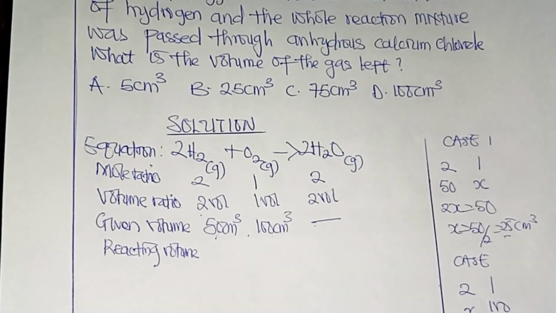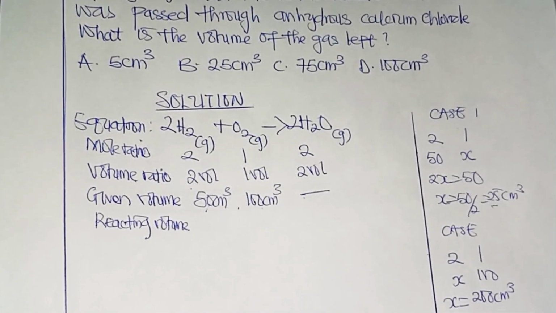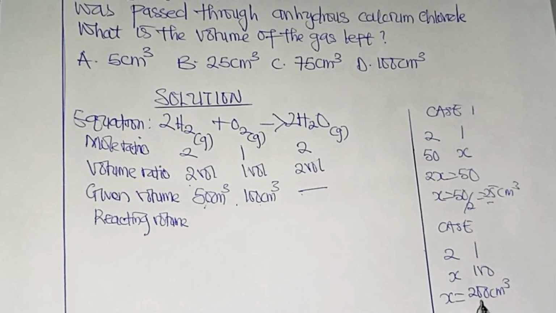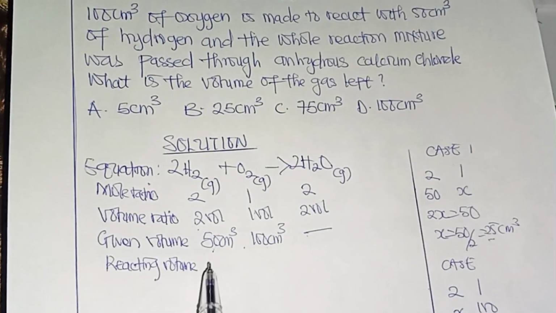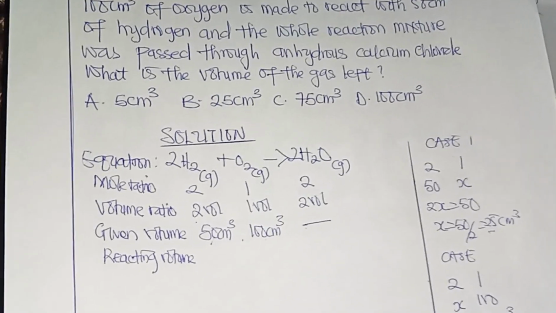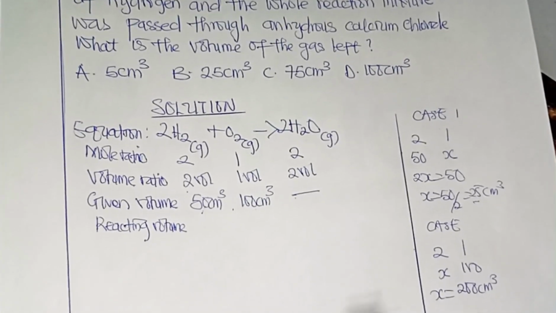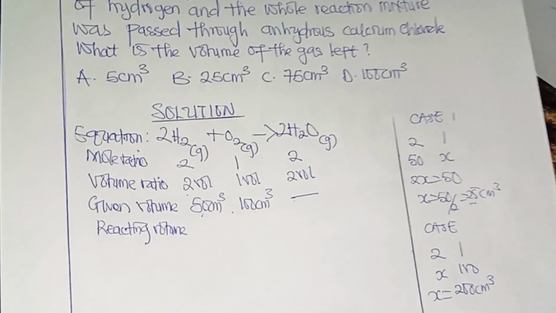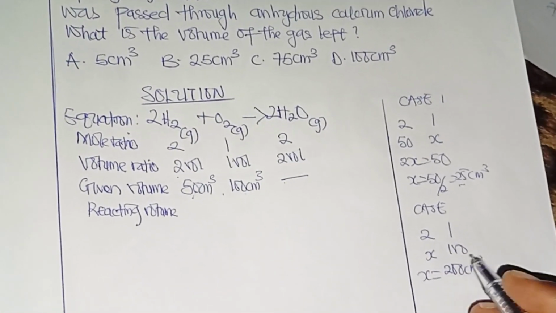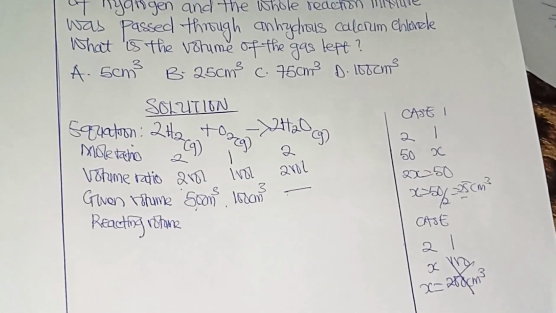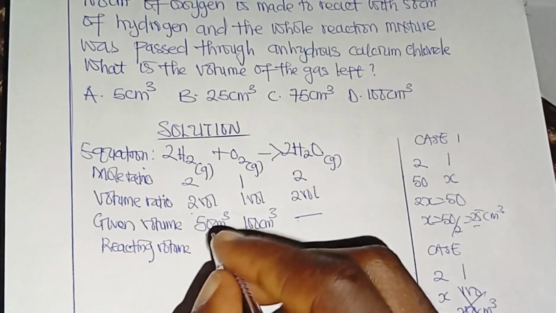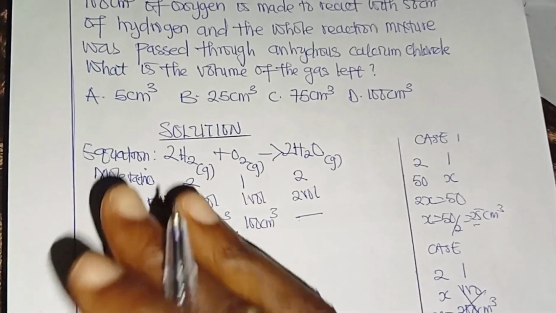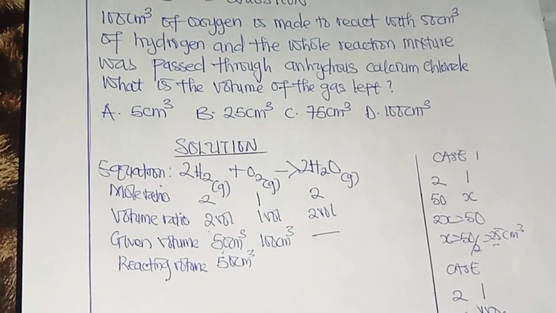Now the question is this. Is it possible that the reacting volume of hydrogen will be 200 cm³ when the given volume is 50 cm³? It's practically impossible. So note, when you get a value higher than the given volume of any reactant, do not make use of it. So definitely we're not going to make use of 200. So we represent hydrogen, the reacting volume, as 50 cm³. This simply means that the 50 cm³ of hydrogen would react.